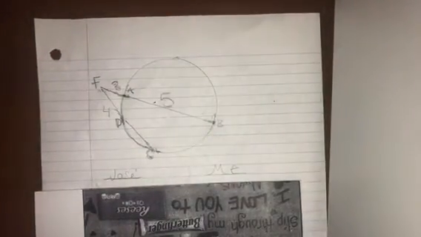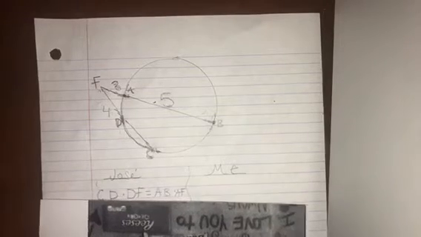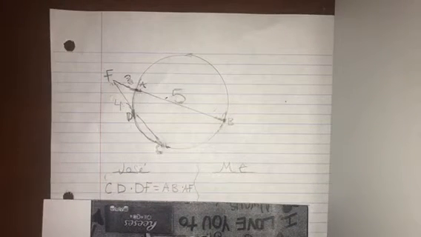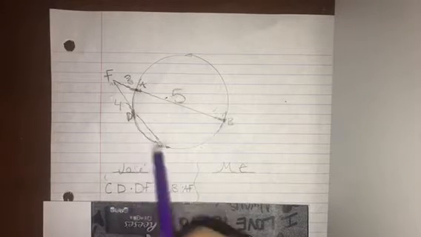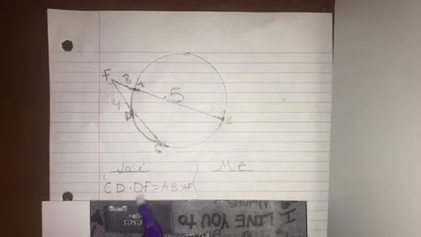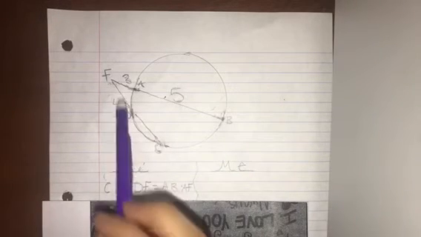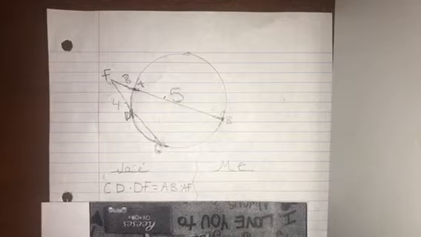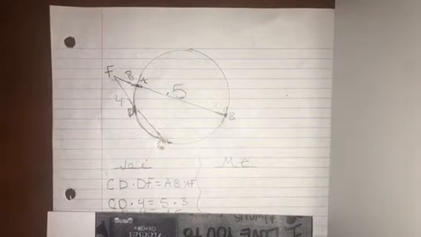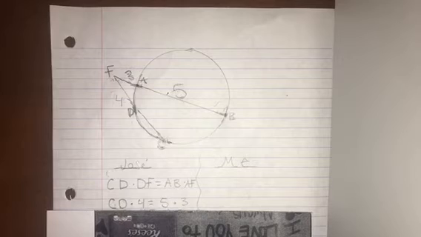Okay, so let's look at the formula Jose had used. He has DC times DF equals AB times AF. So let's break down his formula. So basically he has the inside segment times the outer segment equals the inside segment times the outer segment. Next, he proceeds to plug in his numbers. So CD doesn't have a number, so he just left that as CD.